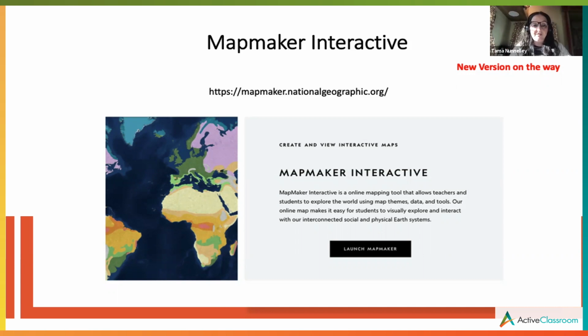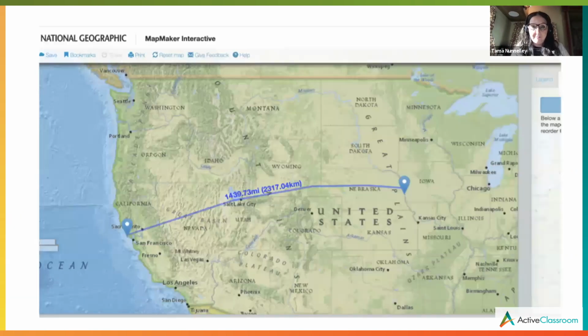MapMaker Interactive allows the kids to make their own maps, and this is one thing that I've always done as much as I can with any historical unit, is I've had the kids map it out, because this is their way of telling a story. And this, of course, is the story of the Transcontinental Railroad. And I have to admit, we watch a little Snoopy video.